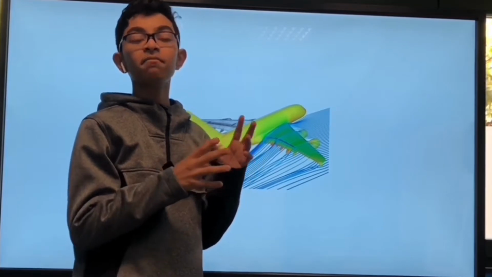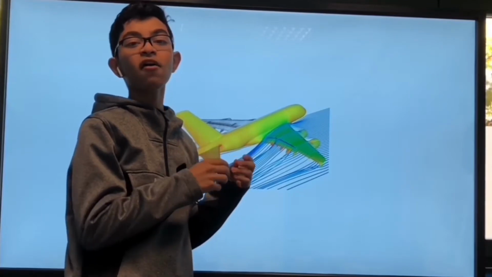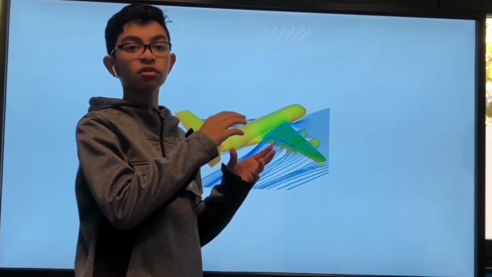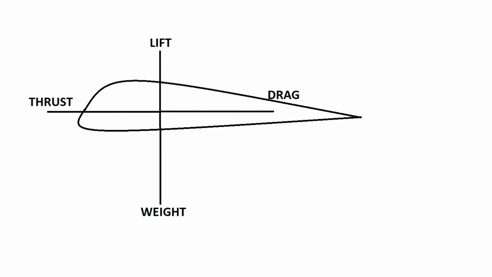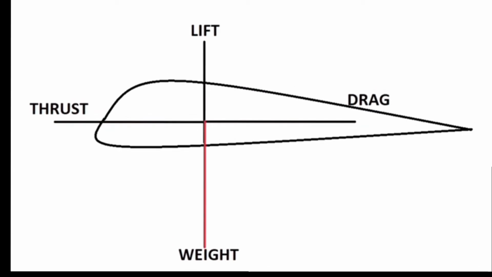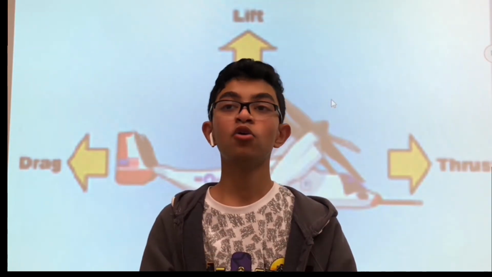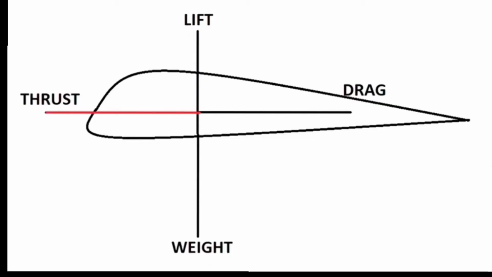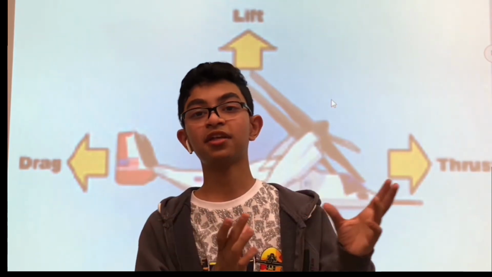There are four main forces. How much there is of these forces can control how fast the object goes, and whether it goes up or down. Did you know the first "A" in NASA stands for aeronautics? The four main forces acting in aerodynamics are lift, thrust, drag, and weight. Weight is the gravitational force acting on an object, while thrust is the propulsion force made by the object, like a jet engine.